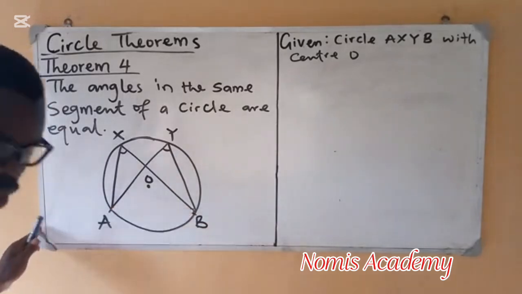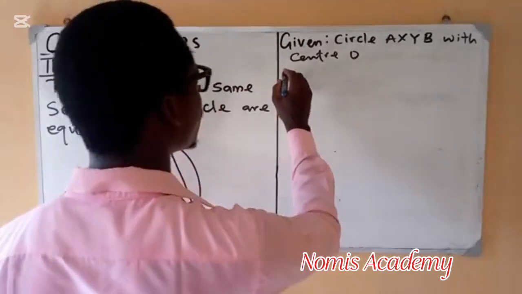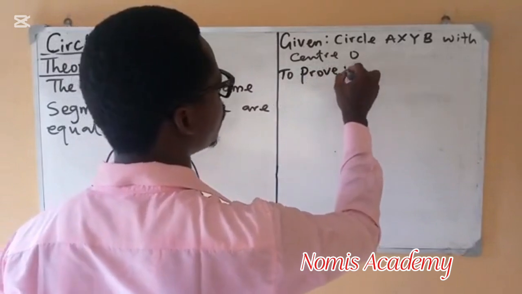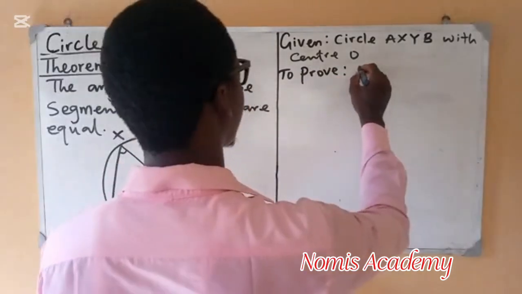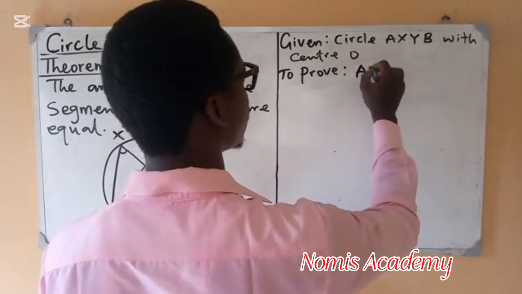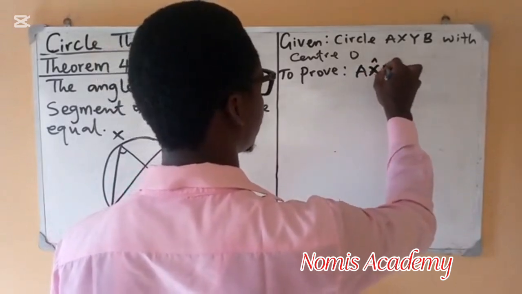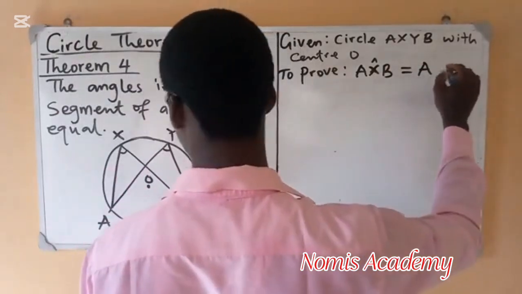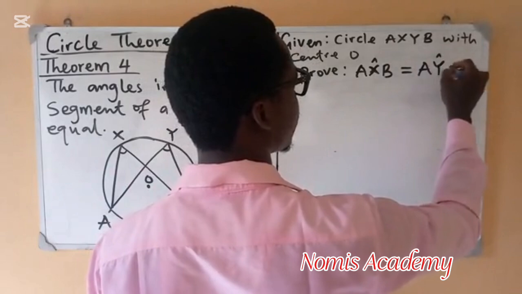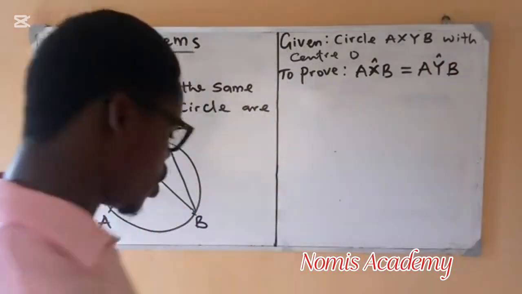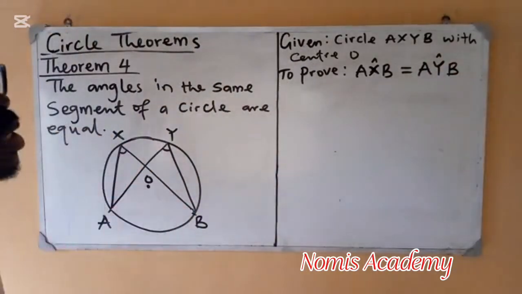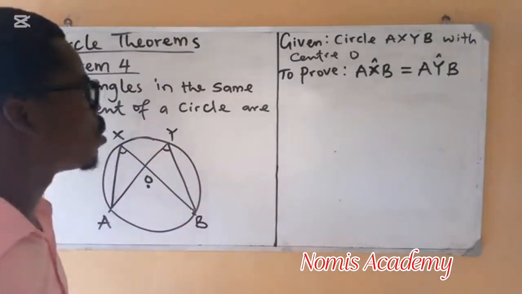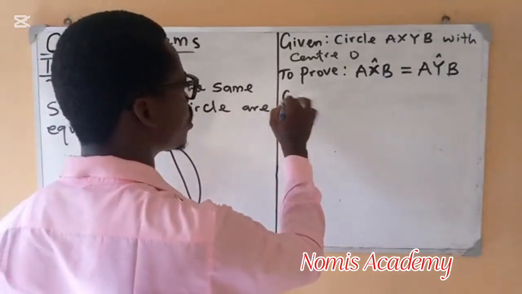Okay, all right, so now we are to prove that angle AXB is equal to angle AYB. So these two angles are in the same segment. We are to prove that the two angles at X and Y are equal. Okay, construction.